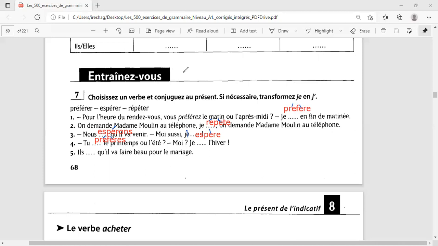Moi, je préfère. I prefer. Winter. Il qu'il va faire beau pour le. Il espère. Espère. Il espère. That he is going to be beautiful in for the in the marriage.